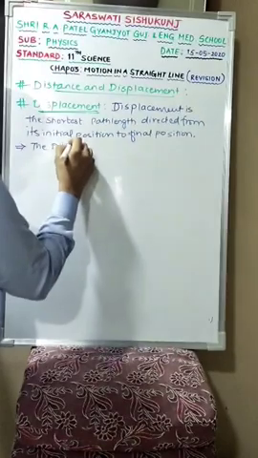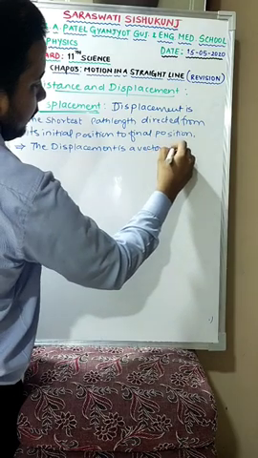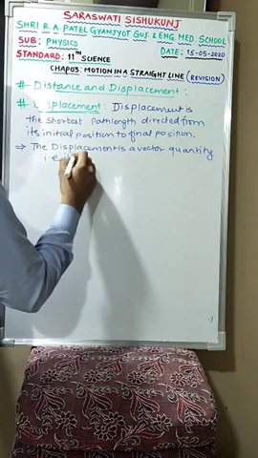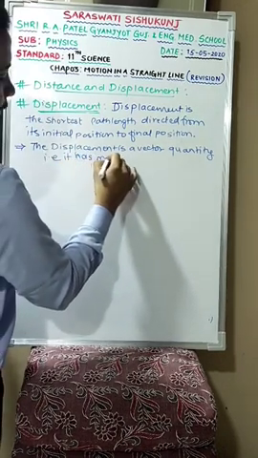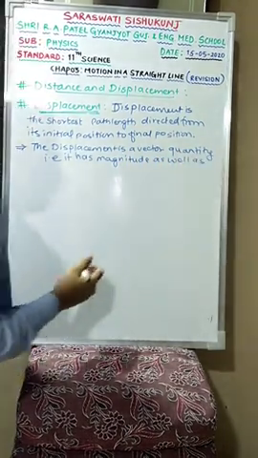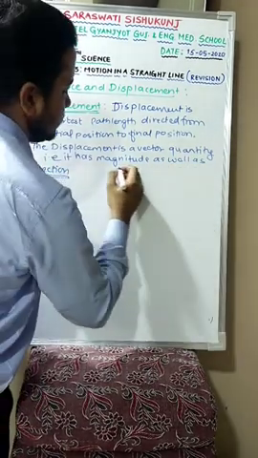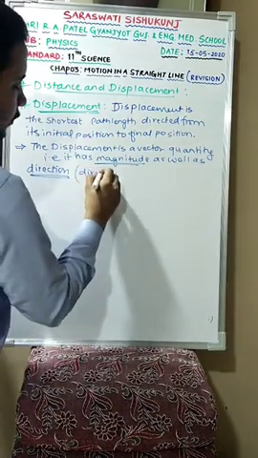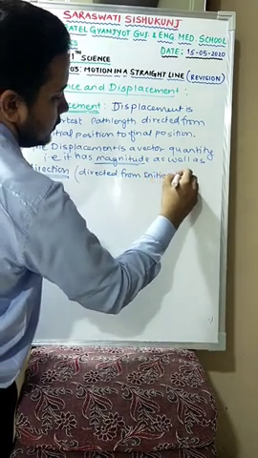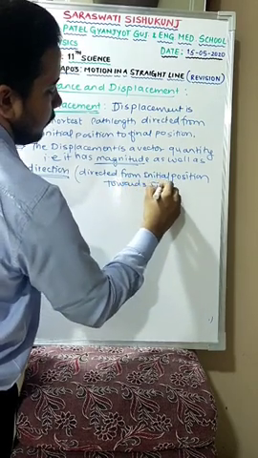The displacement is a vector quantity, that is, it has magnitude as well as direction. Direction means directed from initial position towards final position.